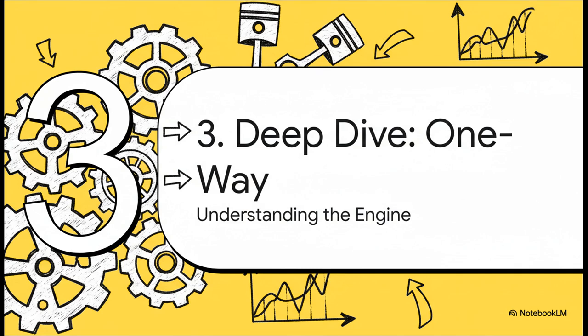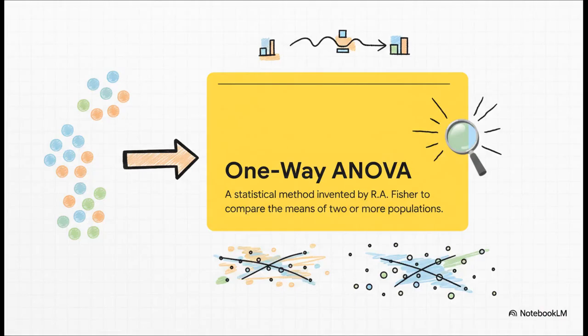All right, to really get a feel for how this all works, we're going to do a deep dive on the absolute workhorse of the toolkit, the one-way ANOVA. Seriously, if you can understand this engine, you'll get the core principles behind all of it. So what is it really? At its heart, one-way ANOVA, invented by the genius R.A. Fisher, is a method for testing a really simple but super important idea.